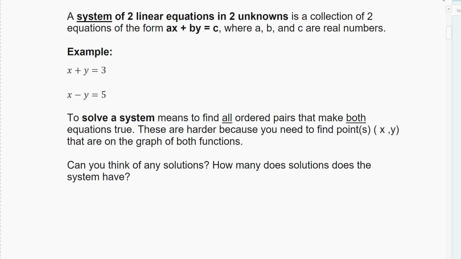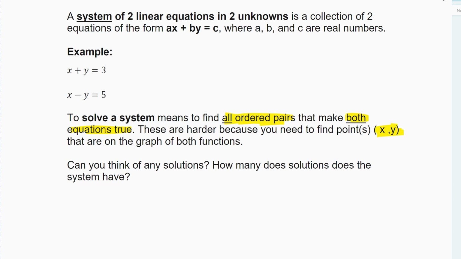And what we want to do when we solve a linear system, which means more than one equation, is find all of the ordered pairs, all of the x and y values, that make both of the equations true at the same time. So what x and y that are paired together, when I plug it into the first equation, equal 3, and I plug it into the second equation, equal negative 5, if they exist.